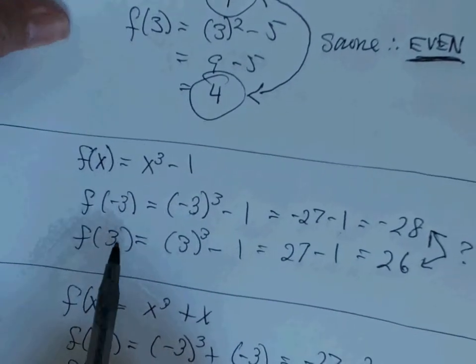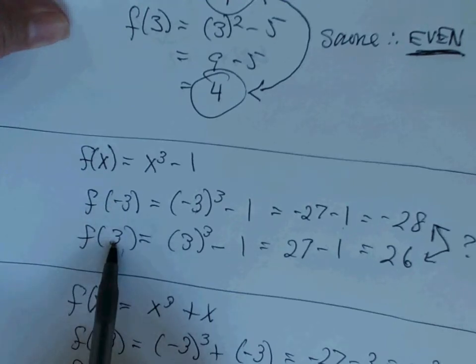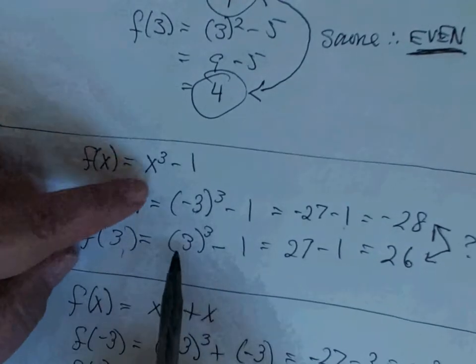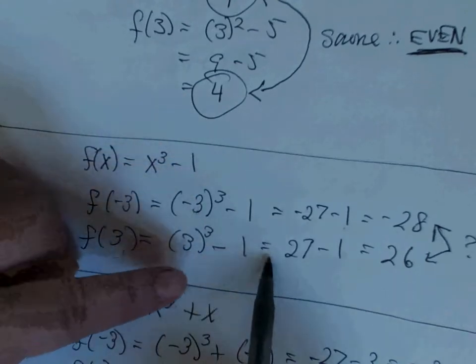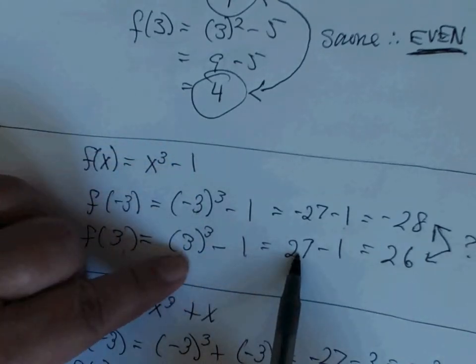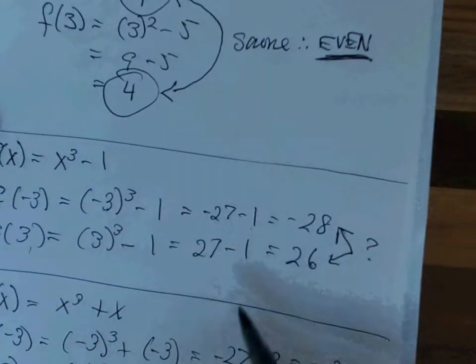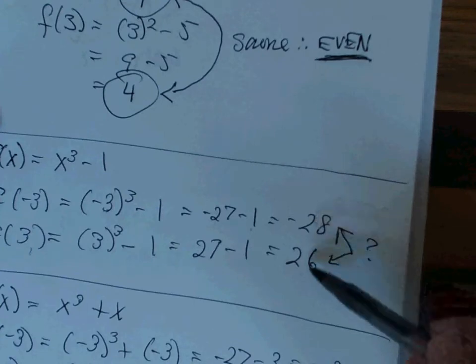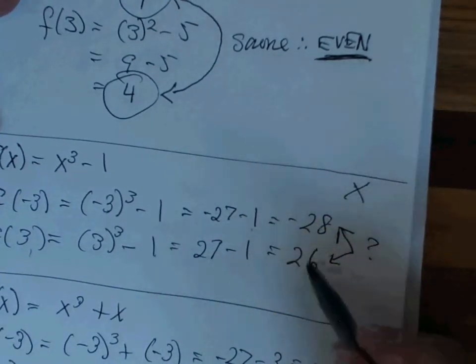Compare it to the two opposite numbers here, positive and negative. F of 3: 3 cubed minus 1 equals 3 times 3 times 3 is 27, minus 1 equals 26. Are these two numbers exactly the same? No. Are they exactly opposite?